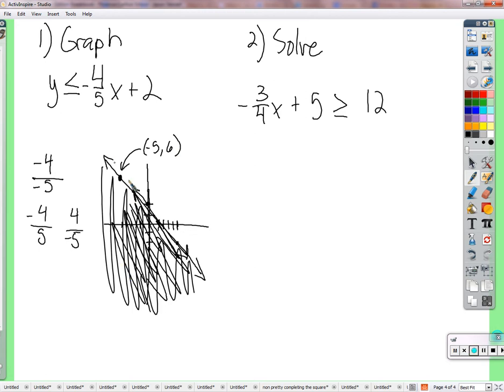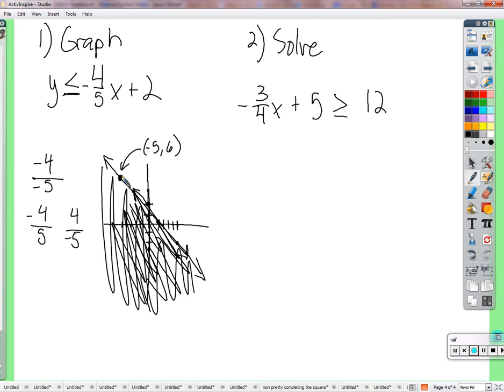Because the points on the line represent all the points that when I plug them in, both sides are equal. And is that all right? Why do I know that it's okay for both sides to be equal? Yes. There's that little line right there that means or equal to. So any point that I pick on the line will make both sides equal. I want to include those points that are on the line, so I make a solid line.